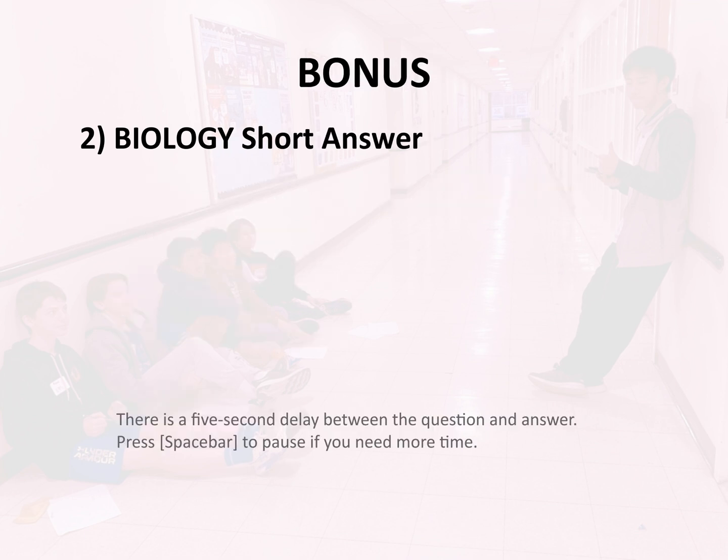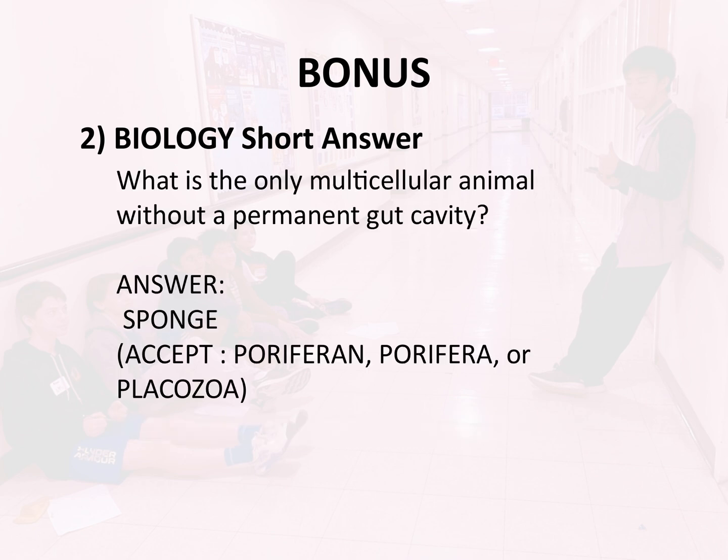Bonus 2. Biology. Short answer. What is the only multicellular animal without a permanent gut cavity? Answer. Sponge.